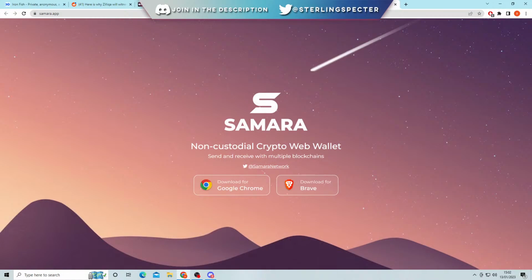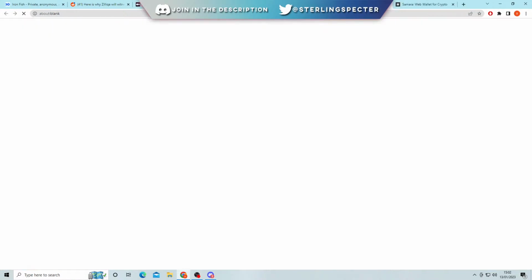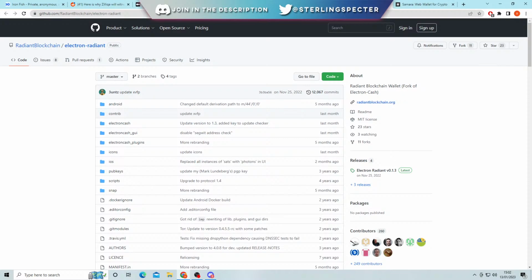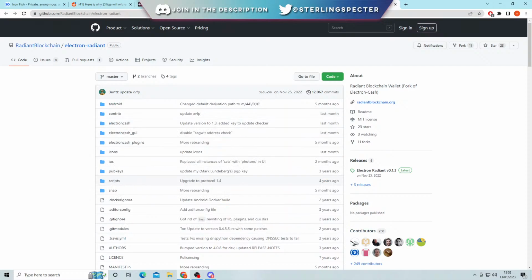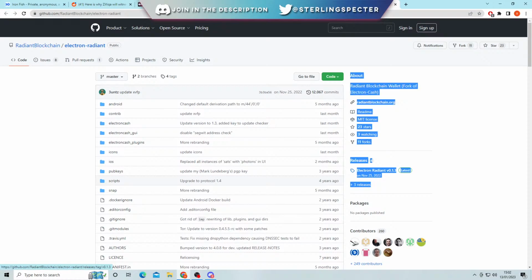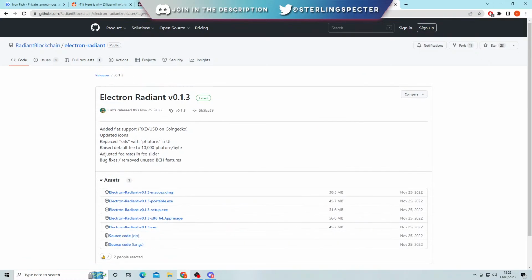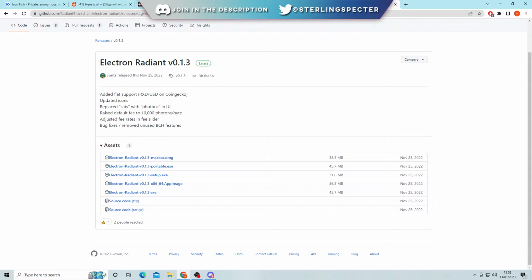Or alternatively, if you click on the Electron Radiant one, it's going to take you to a GitHub page where you can download the native wallet. But to actually get the native wallet, you have to get off this page and click on this side bit here on the releases. So if you click on releases, it's going to bring up a bunch of exe files, and this is the one that you want. This one in the middle that says Electron Radiant V013 setup.exe, and it needs to be the setup.exe.